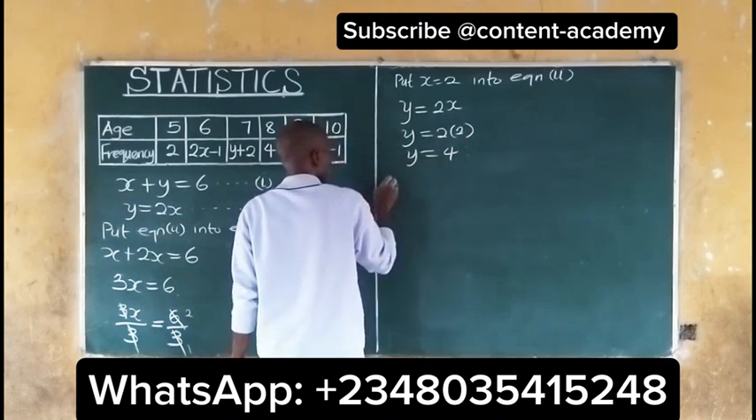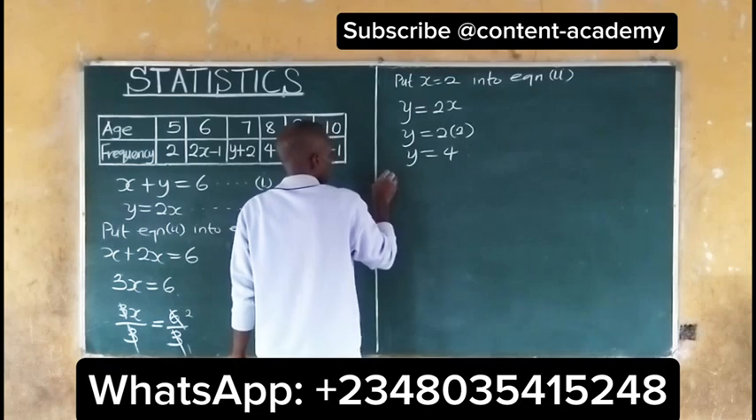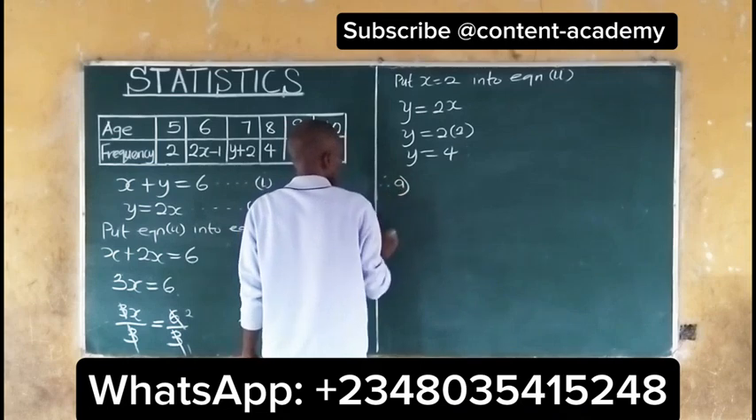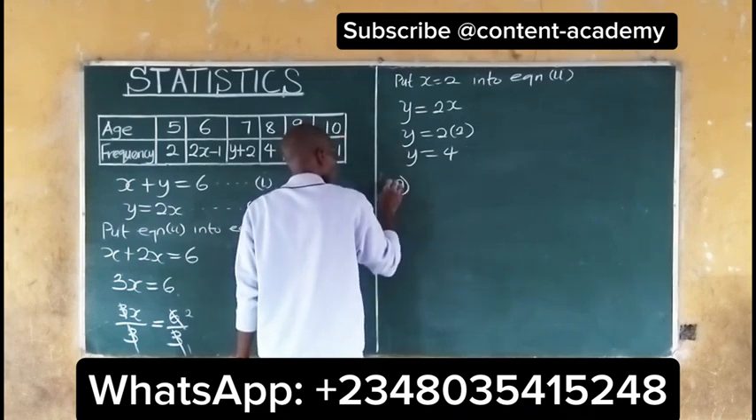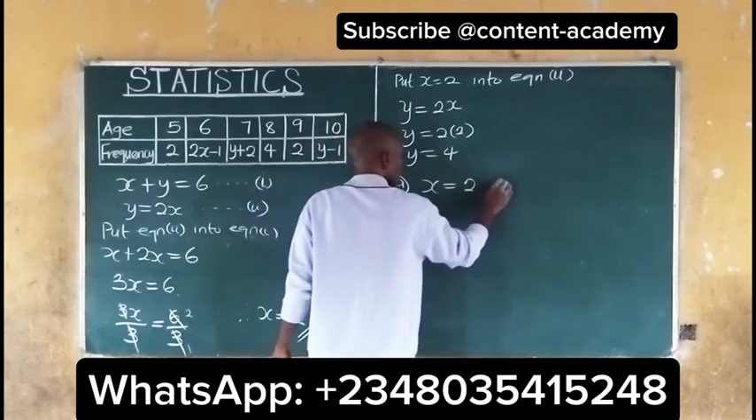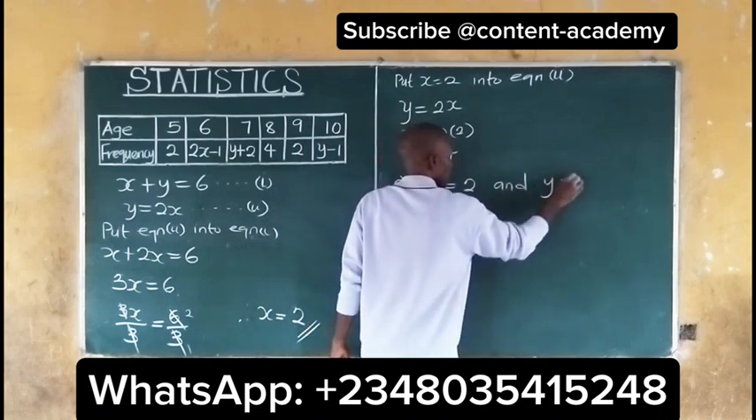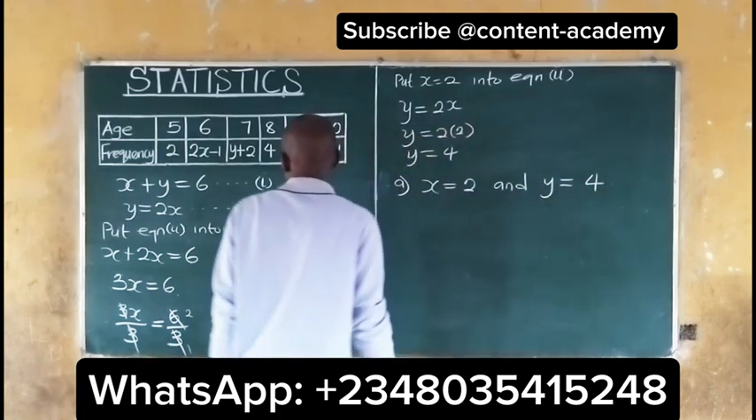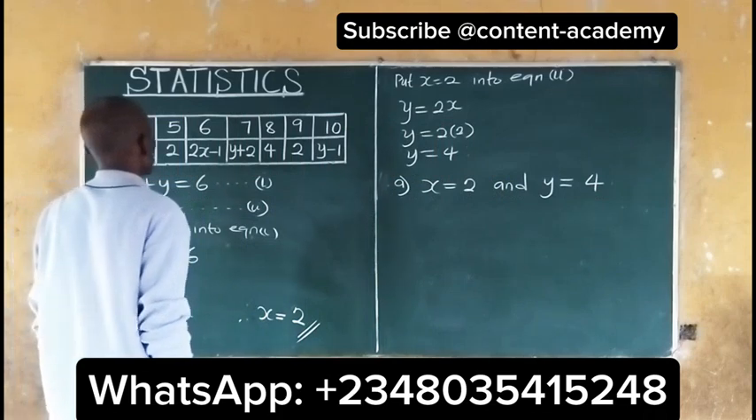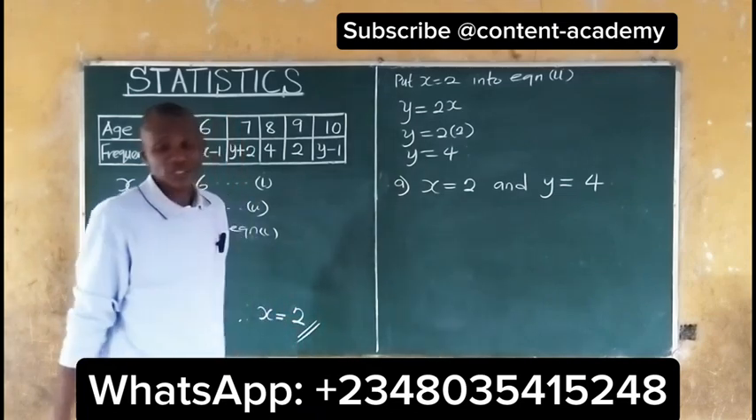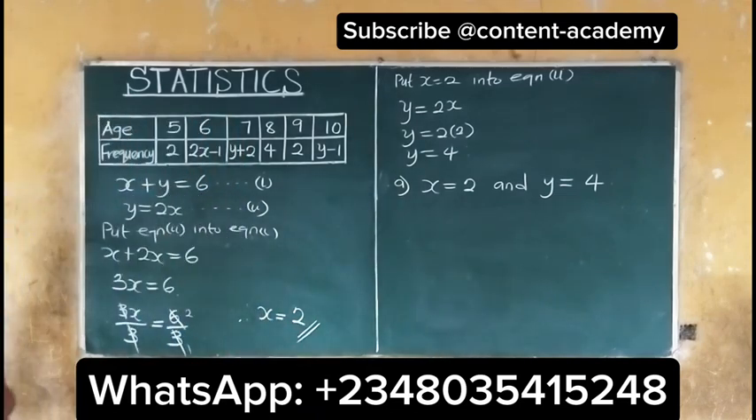So for part a, the answer is x is equal to 2 and y is equal to 4. That is how we got it. And we are asked to calculate their mean ages. The B part, we are asked to calculate the mean ages of the children.